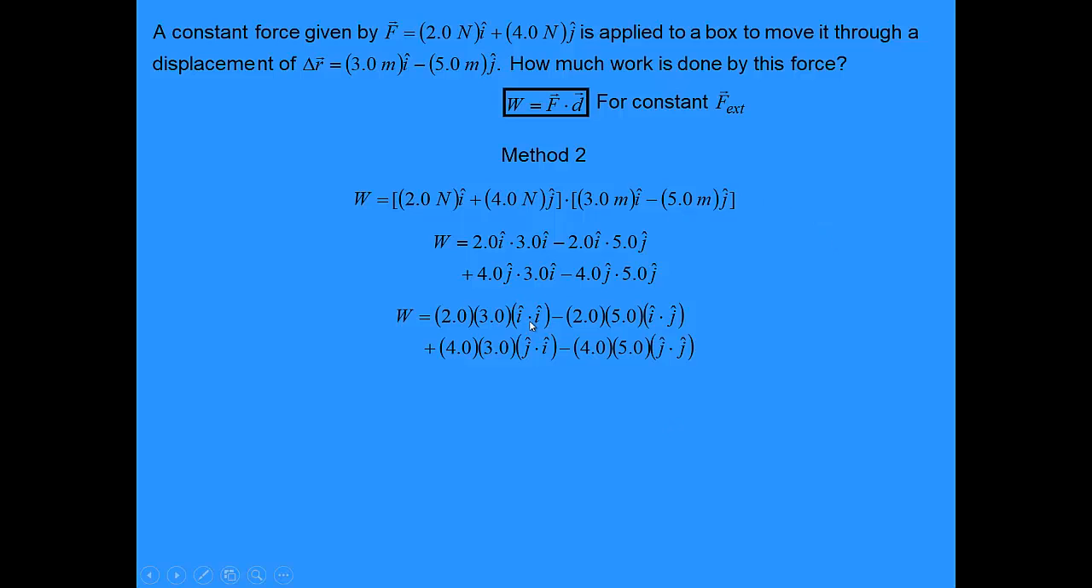Well, remember that I, j, and in your worksheet, k cap are all unit vectors. And unit vectors have a magnitude of 1. That's why they're called a unit vector. They have a magnitude of 1 unit. So really all we need to know is the angle in between. Well, let's check out I dotted with I and J dotted with J. What's the angle in between I and I, since they're the same vector?